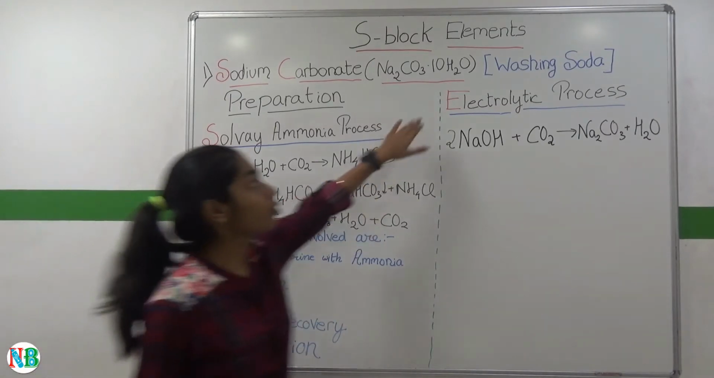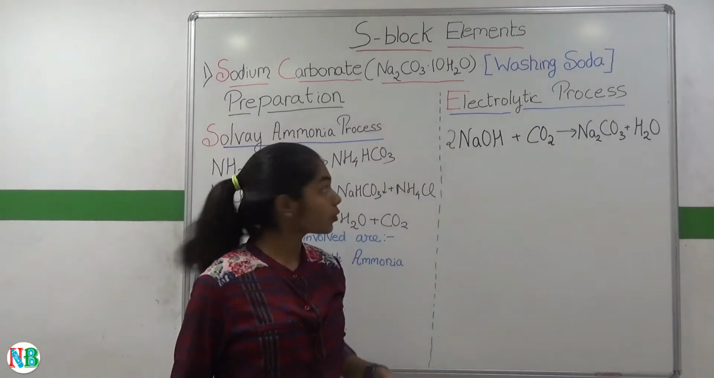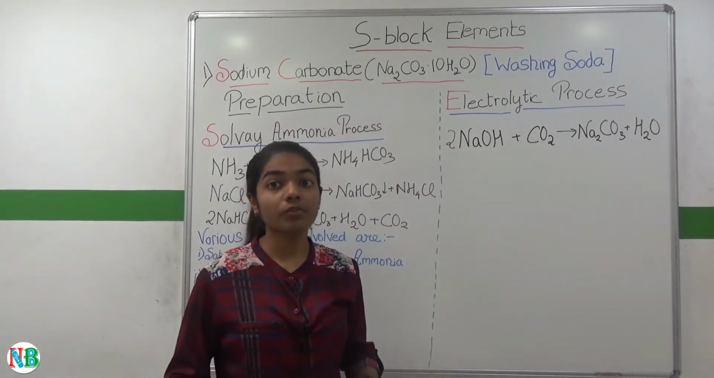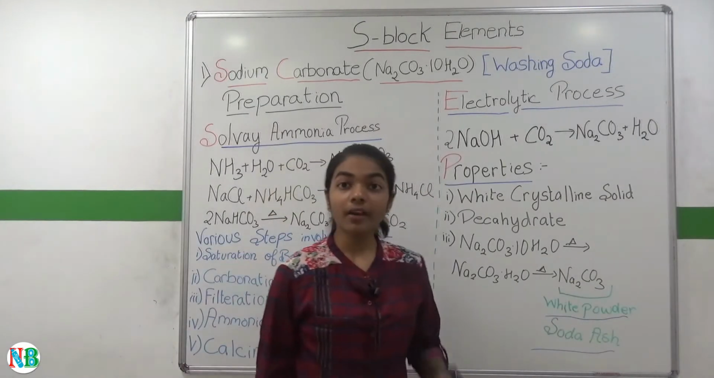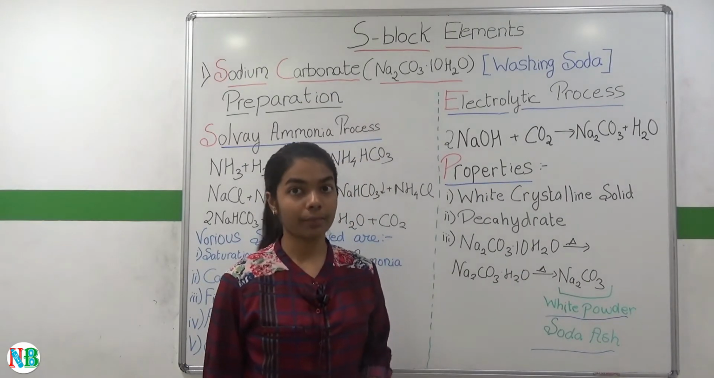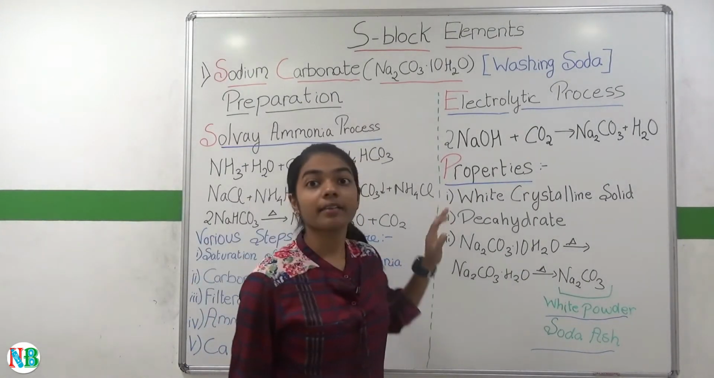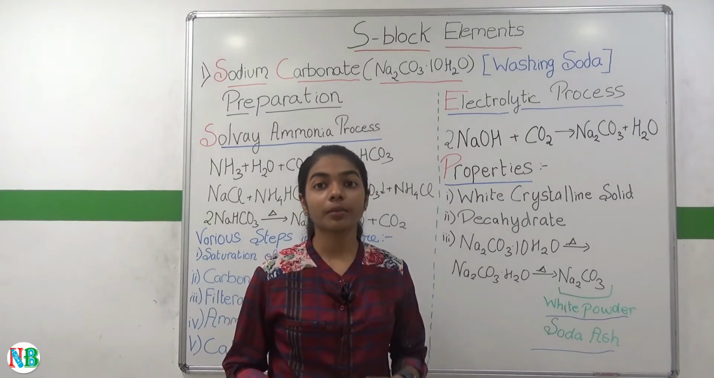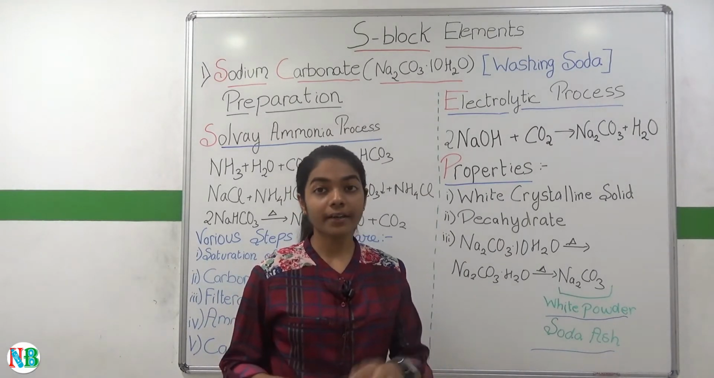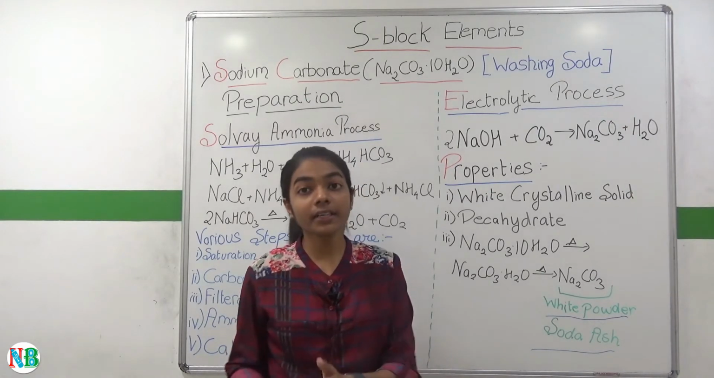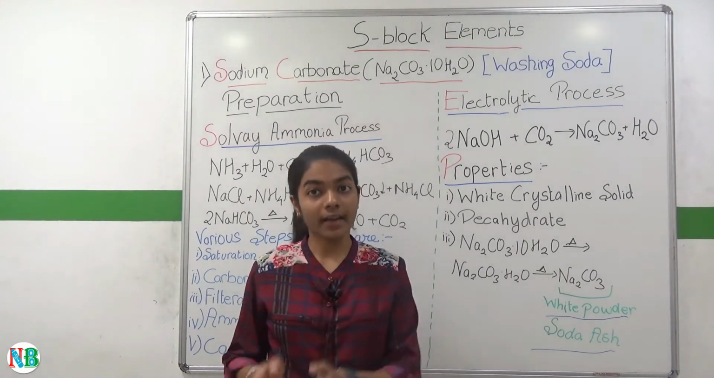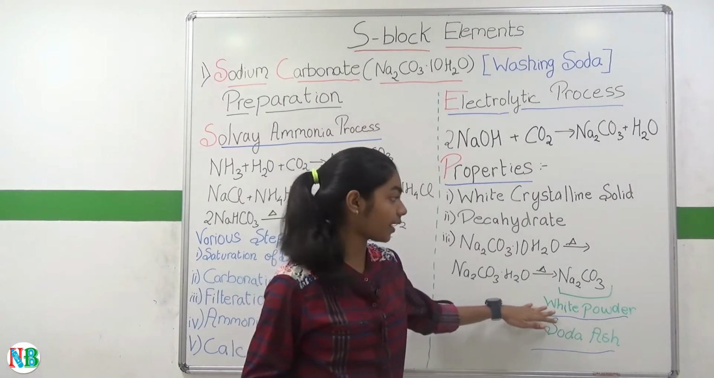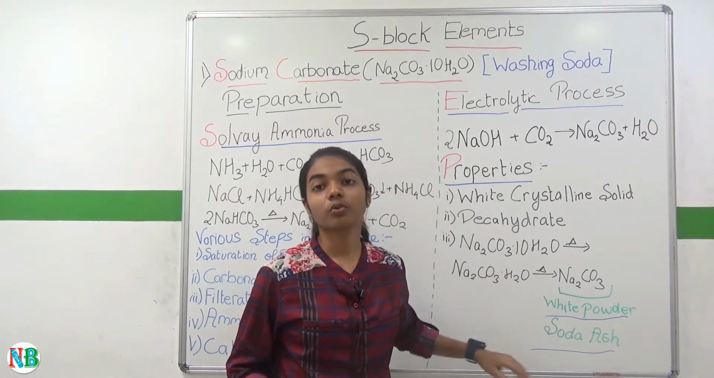Now we will look into electrolytic process. In this process, NaOH is made to react with CO2 to give sodium carbonate. We will now look into some properties of sodium carbonate. Sodium carbonate is a white crystalline solid. It is decahydrate. On heating sodium carbonate, we get the monohydrate form of sodium carbonate, and further heating renders it anhydrous. The anhydrous form of sodium carbonate is white crystalline powder, and it is also known as soda ash.